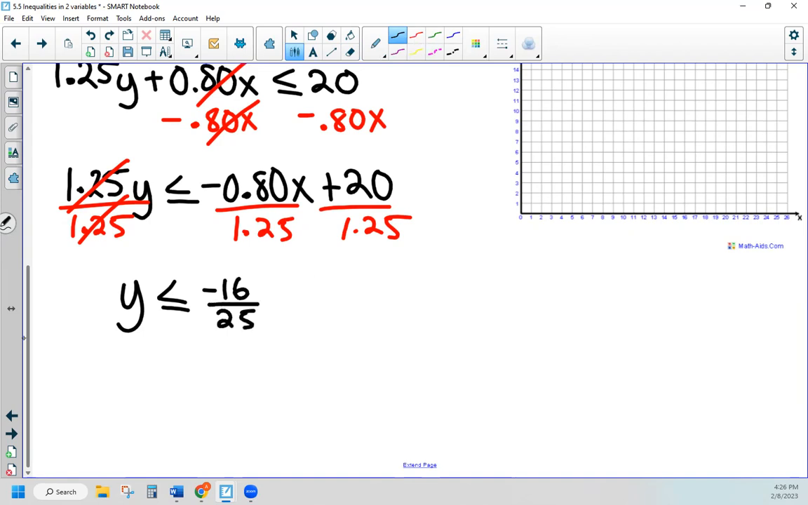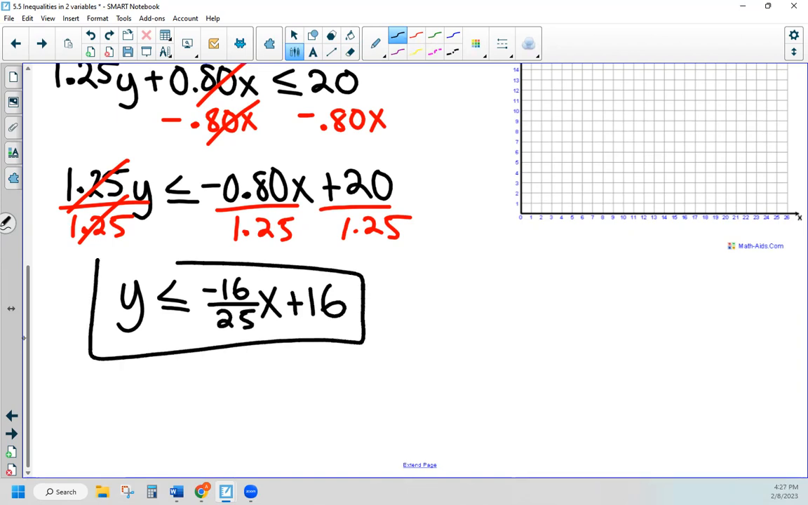All right. So if you grab negative 16 and you divide it by 25, it'll once again give you negative 0.64. All right, x, and then here we have 20 divided by 1.25. That is going to give me positive 16. Done. Here is my inequality that needs to be graphed.